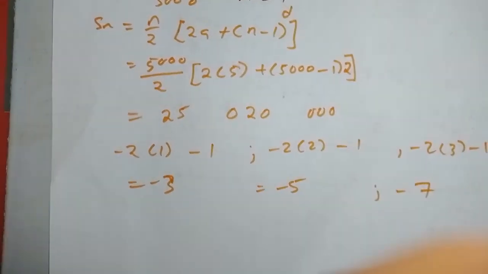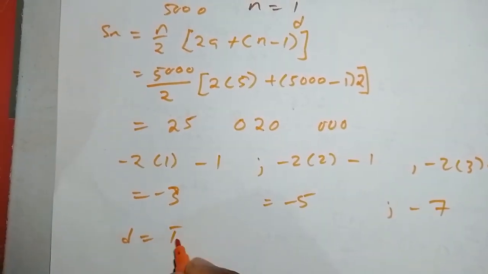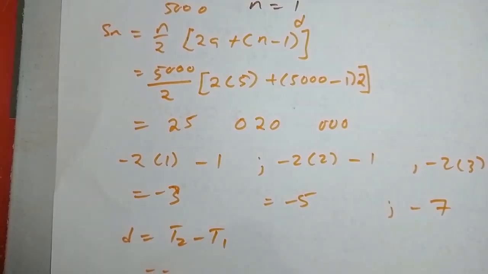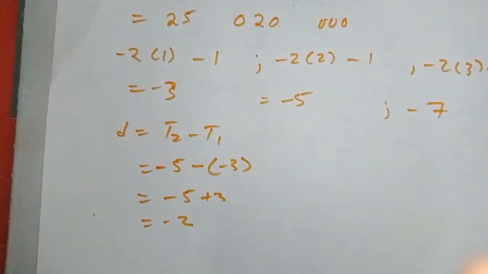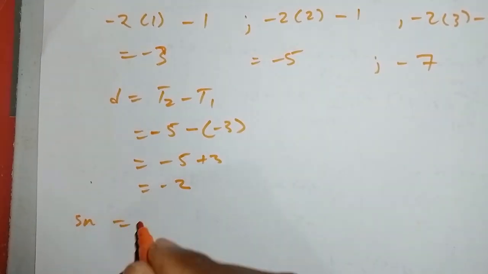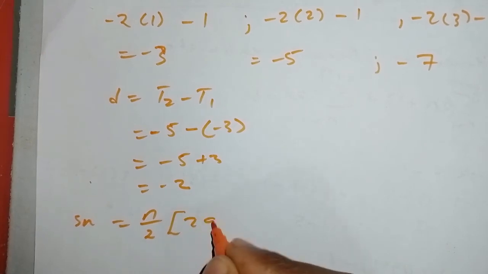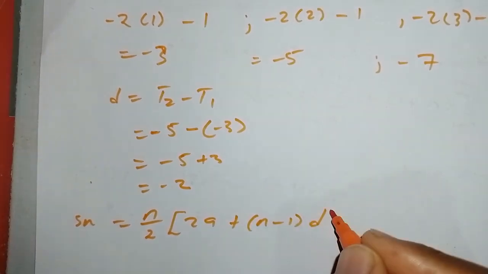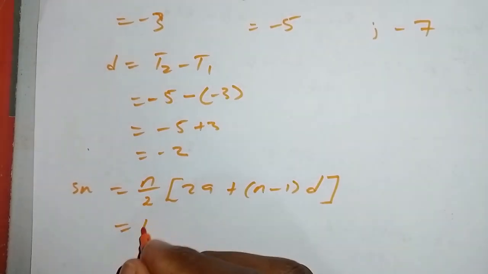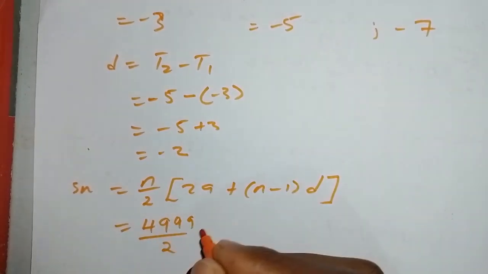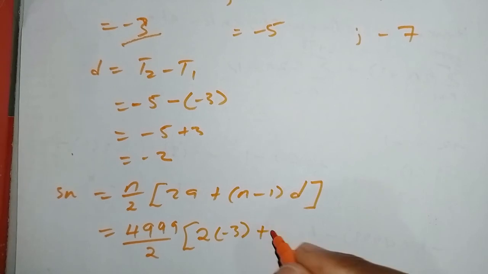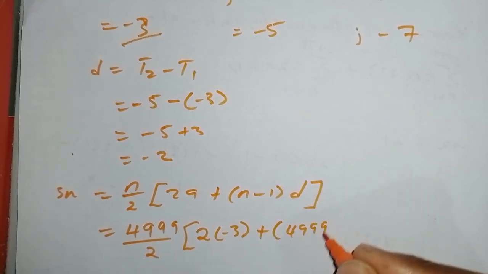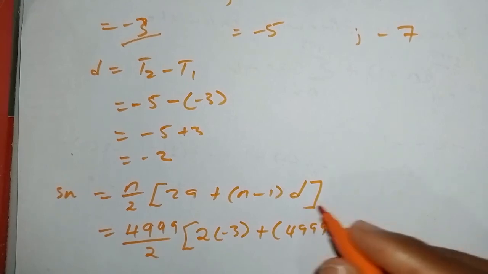And then let's take the common difference. d equals T2 subtract T1. My T2 is minus 5, minus minus 3, and this will give me minus 5 plus 3, which is minus 2, right? Then I can use my formula Sn equals n divided by 2 into 2a plus (n minus 1) d. What is the value of n? It's 4999, divided by 2 into 2 times the first term, negative 3, plus (4999 subtract 1), and then d is minus 2.